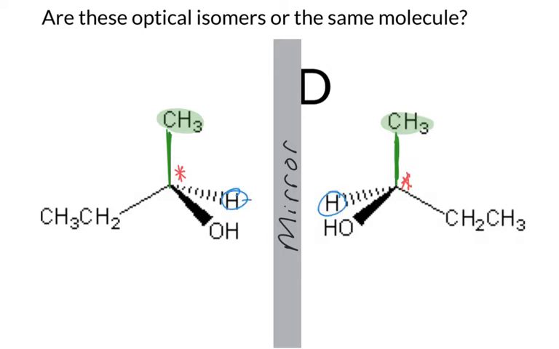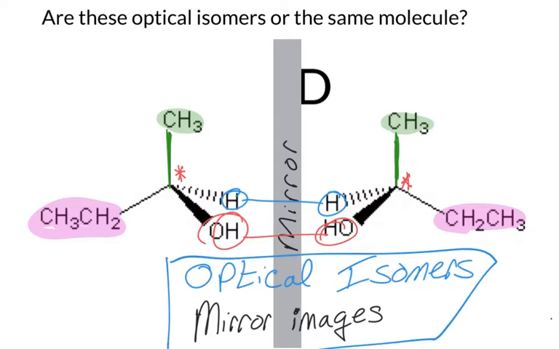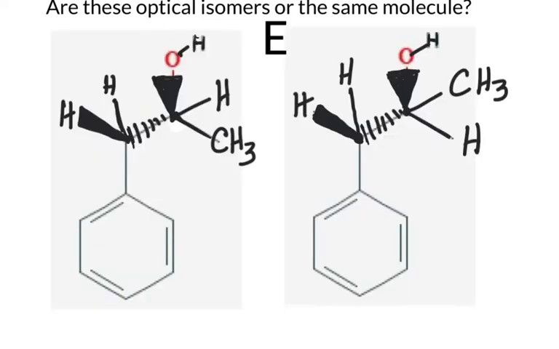The OH, similarly, is close to each other. They're coming forward, but they're close to each other. And then we see the ethyl group, the CH2, CH3, are sticking away from each other. So this does appear to be a mirror image, and so we would say that these are optical isomers. All right, let's look at letter E.